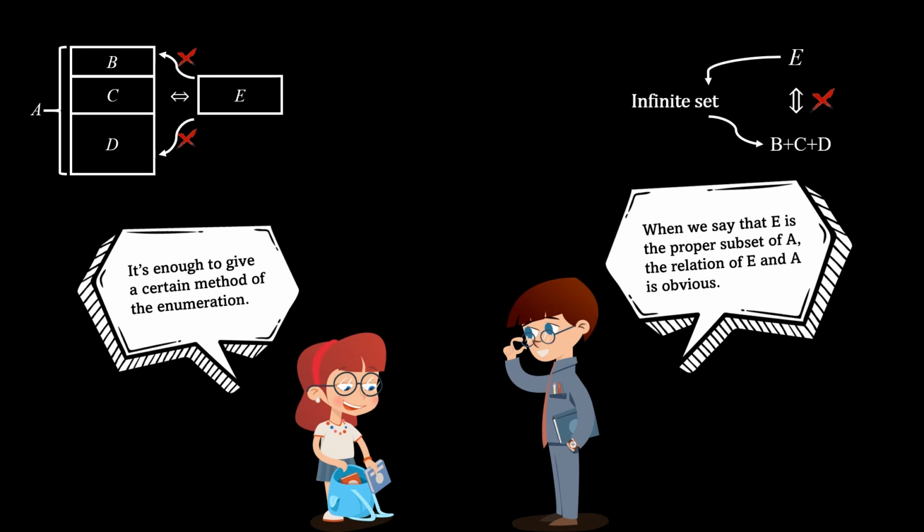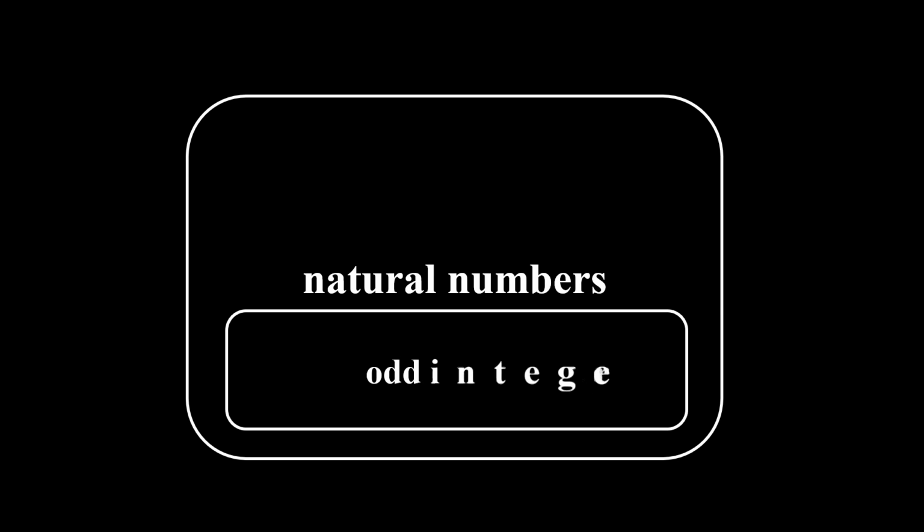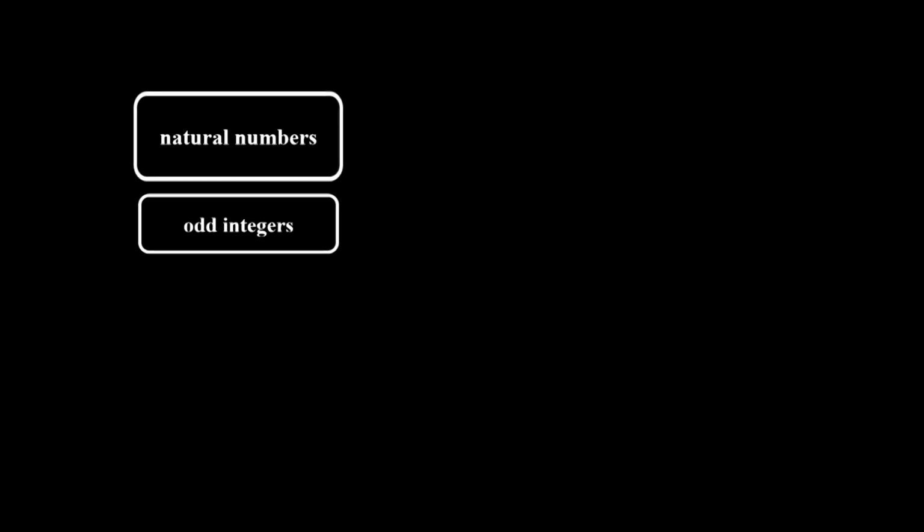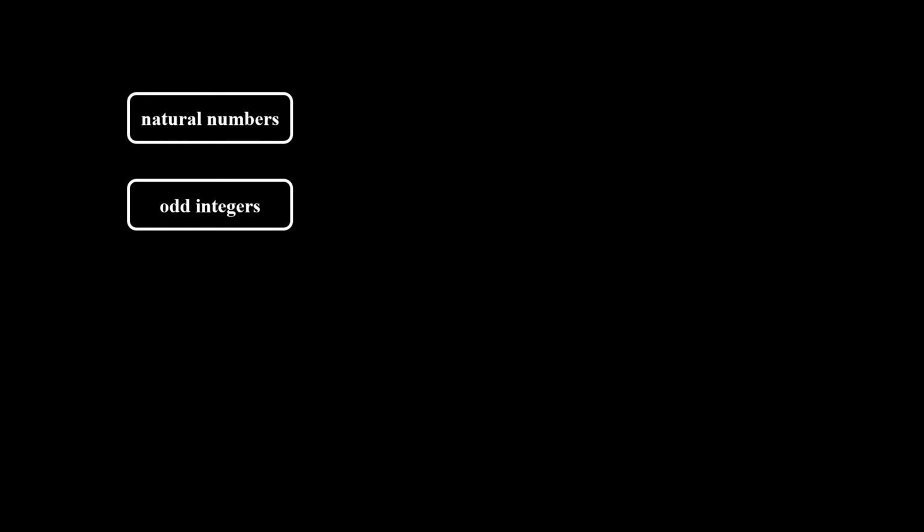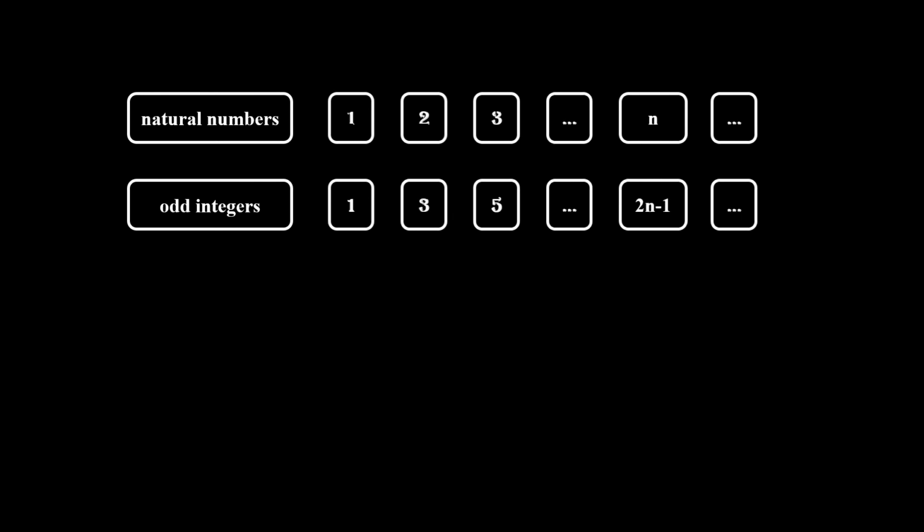When we say that E is the proper subset of A, the relation of E and A is obvious. This relation shouldn't be neglected. For instance, we will analyze the statement that the set of natural numbers can have the one-to-one correspondence with the set of odd integers, which is the proper subset of the former one. The former set is 1, 2, 3, etc., and the latter set is 1, 3, 5, etc. Even when n equals infinity, the n in these two sets are synchronous. Thus the former set is twice as large as the latter one.